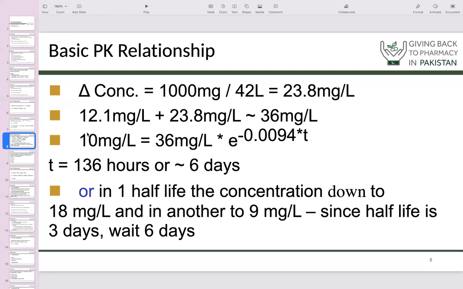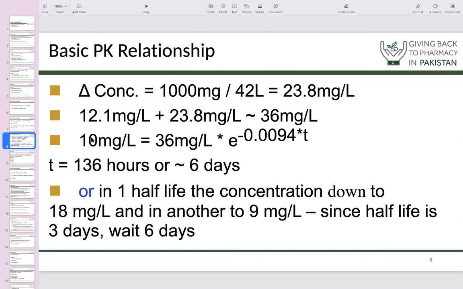Because the question did not specify at what concentration you have to redose, or what concentration it will reach. So 10 milligram is the minimum concentration which we should keep vancomycin at for the treatment of MRSA. That is why we took a standard of 10 milligram.